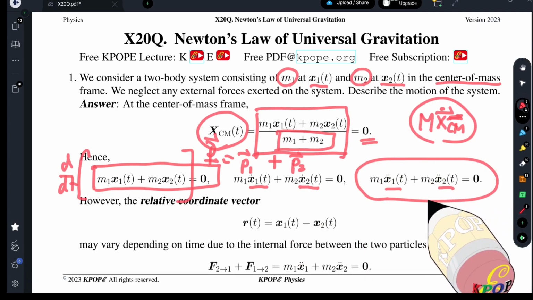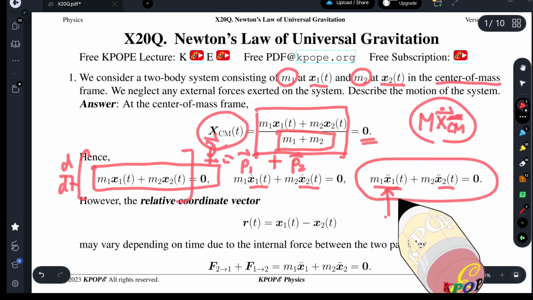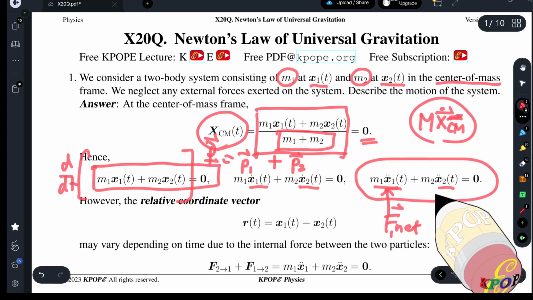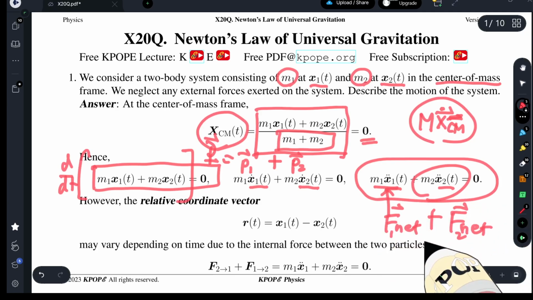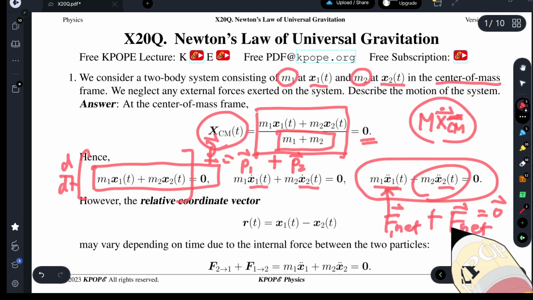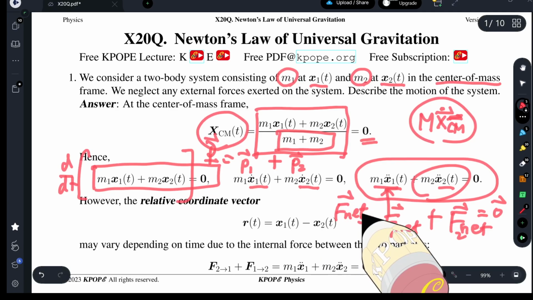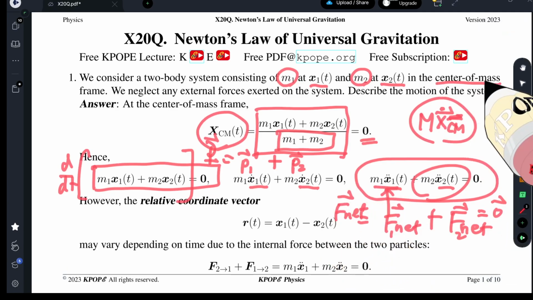equation shows that the force, this is the net force applied to particle 1, and this is the net force applied to particle 2. The sum of these two forces becomes 0. And actually, this is the net force applied to the whole system. And that is 0 because we are at the center of mass frame.